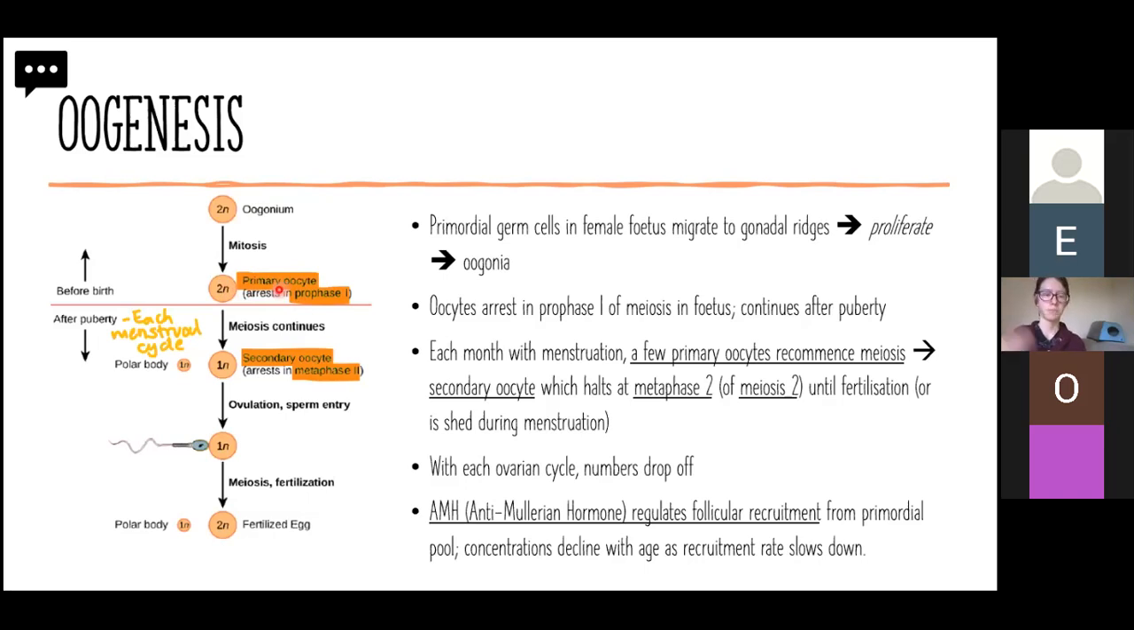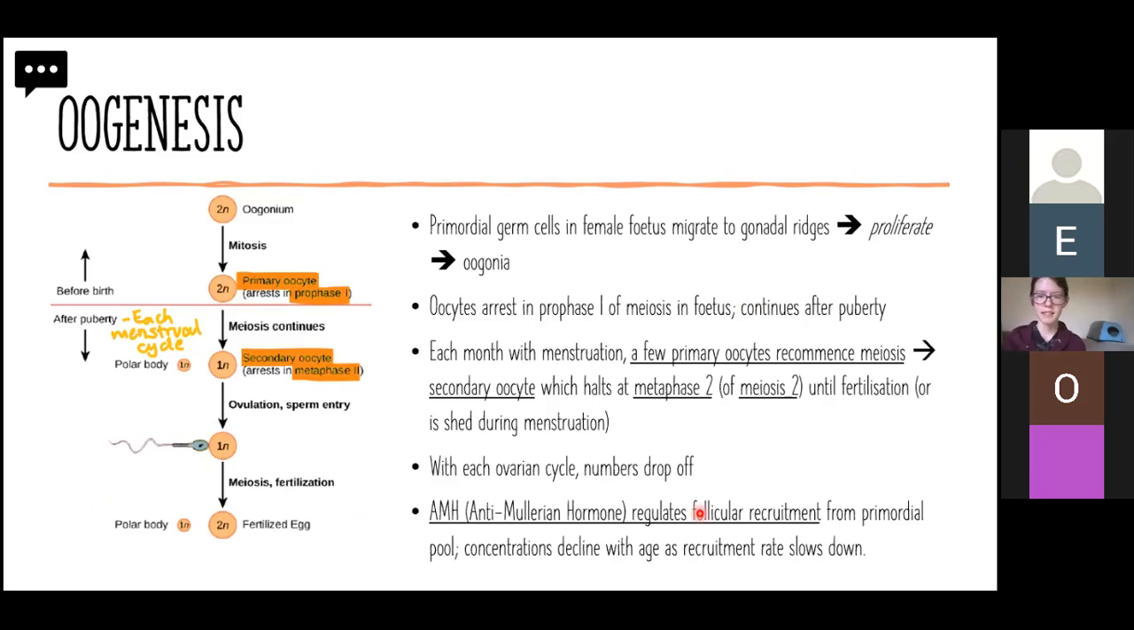Then at puberty, it'll be reactivated again, and each menstrual cycle, a group of these primary oocytes will reactivate and start meiosis again. So now they're going to continue meiosis 1, and then they'll stop halfway through meiosis 2. So they'll stop at metaphase 2. And then if the oocyte is fertilized by a sperm, it'll finish off that meiosis 2.